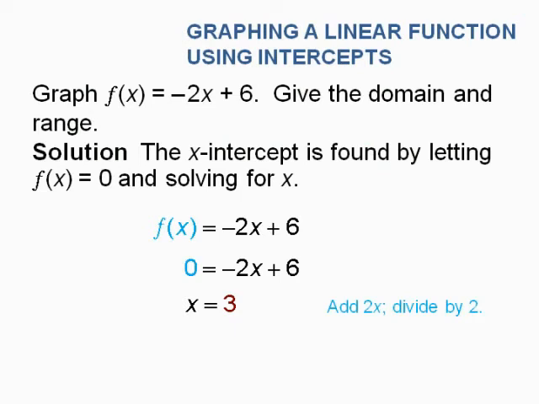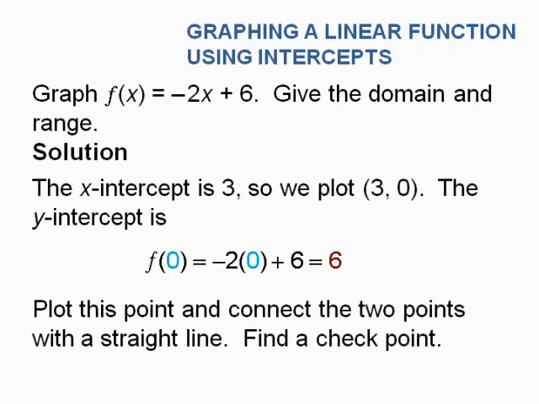So it says graph the function f of x equals negative 2x plus 6, give the domain and range. So the x-intercept is found again by letting f of x, or y, be 0 and solving for x. If you want to, you can call this f of x, y here too. So we just plugged in 0 for y and solved for x. And if you want to write that as an ordered pair, it would be (3, 0).